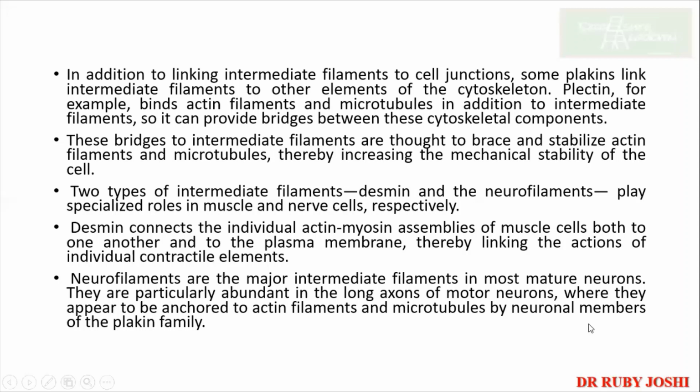Similarly, we have the neurofilaments present in neurons. They are present in the long axons of the motor neurons, where they appear to be anchored to the actin filaments and microtubules by the neuronal members of the plakin family. So what is the takeaway message from this lecture? We have talked about the intermediate filaments and their types. There are 4 types. Please go through and try to remember, because these are very important. Every time these types of intermediate filaments will come into the picture: vimentin, desmin, neurofilaments, lamins, nestin. All of these will be asked again and again.